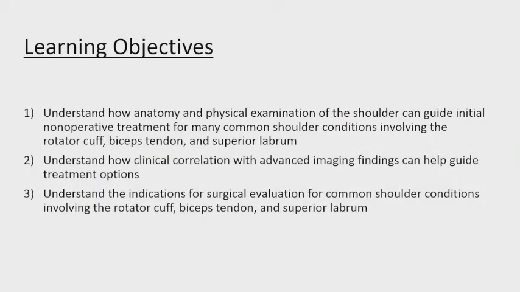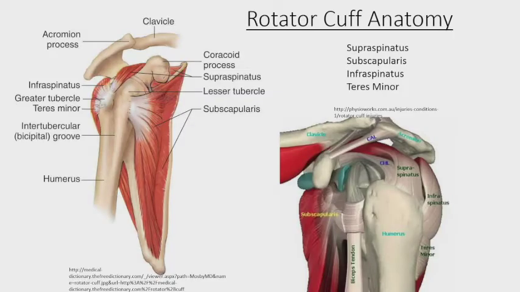Objectives today: talk a little bit about the anatomy and physical exam of the shoulder and how that can help pinpoint some of these common diagnoses and treatments. Talk a little bit about how clinical correlation with advanced imaging helps, and talk about the surgical indications involving specifically the rotator cuff, the bicep tendon, and its insertion on the top of the labrum.